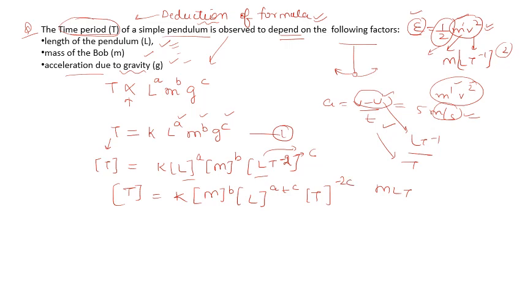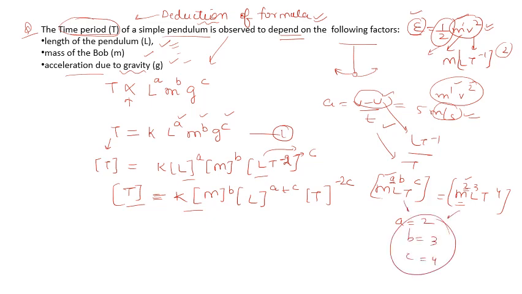Now you have to apply the principle of homogeneity, which states that if two dimensional formulas are equal, then you have to equate them. Let's say you have M raised to power a, L raised to power b, T raised to power c on the left hand side, and on the right hand side you have something like this, for example. You can equate it according to the principle of homogeneity. Then M raised to power a will be equated with M raised to power 2. That means a would be 2, b would be 3 and c would be 4, if you compare these things.